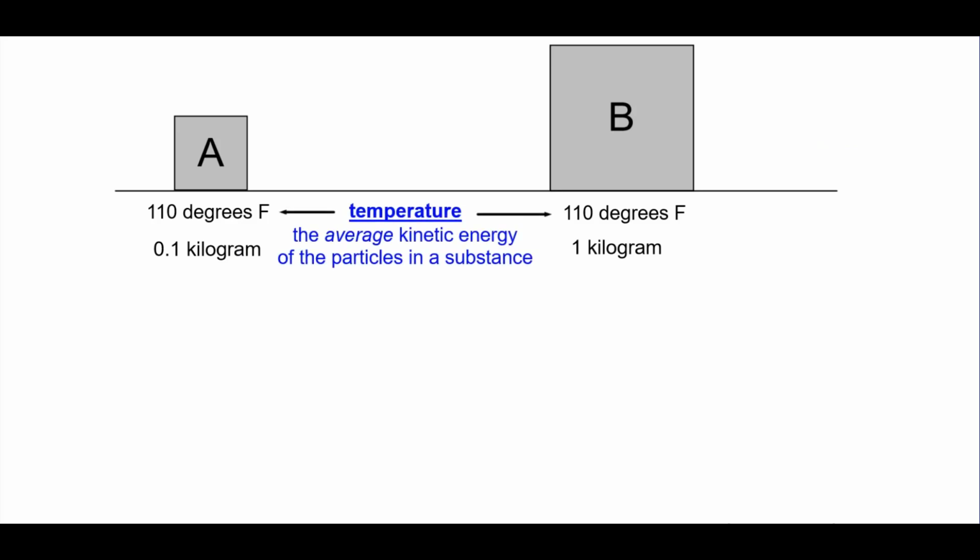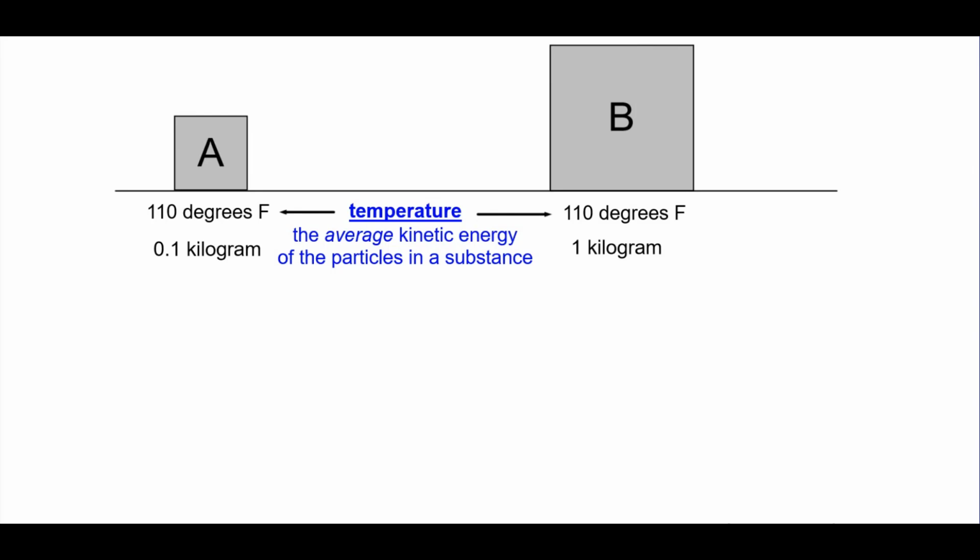Let's say I have two metal cubes, A and B. One is 0.1 kilograms, and the other cube is the same type of metal, but it's 10 times larger. Now, temperature is defined as the average kinetic energy of the particles in a substance. I find students get really confused about this topic at first, so let's get some more notes on this.